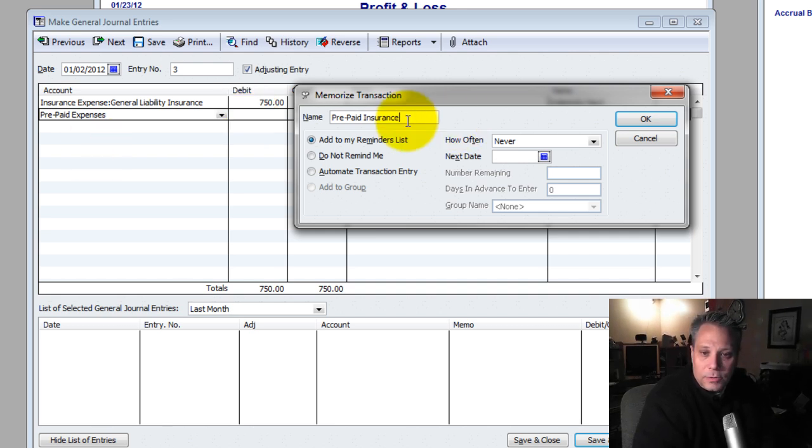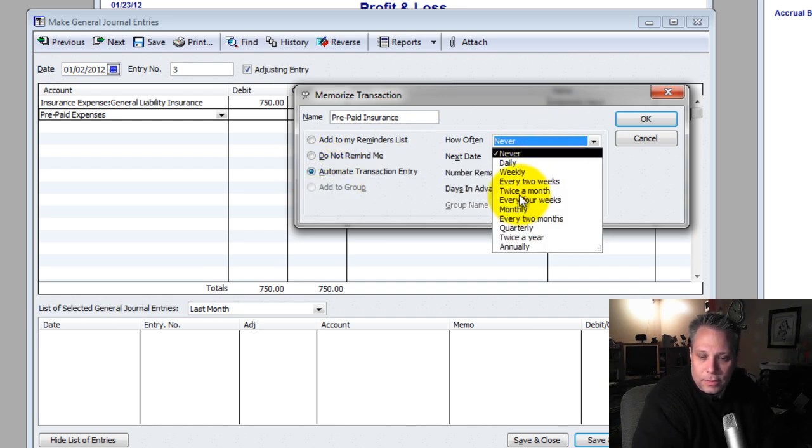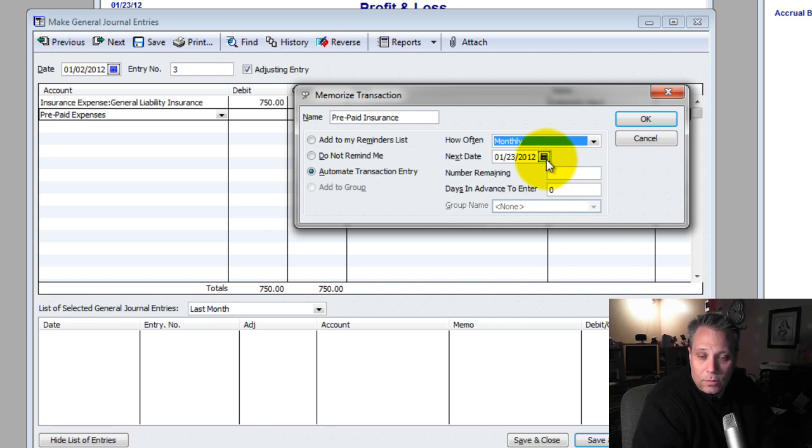We want to automate the entry. We want to do it every month. The next time we want to do it is February 1st because I'm about to record this one. And including that one, there should be 11 remaining. So I click OK. And then I click Save and Close.